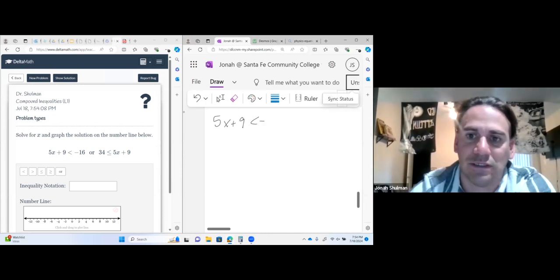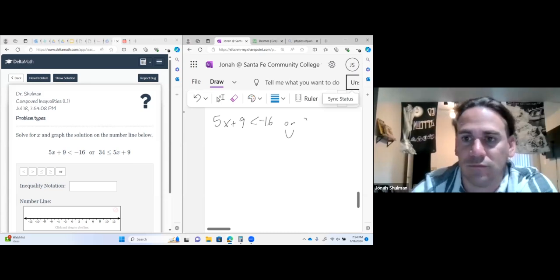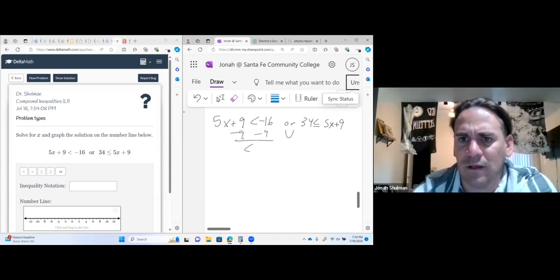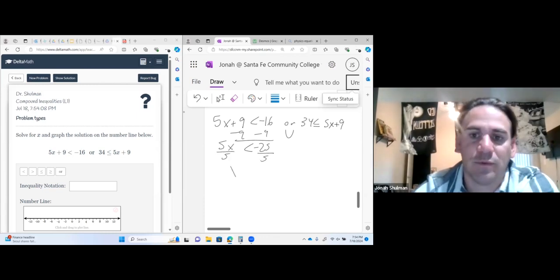6x plus 9 is less than negative 16. Or, and you can use the union button, 34 is less than or equal to 5x plus 9. The first one, I'm going to subtract the 9. That's a negative 25 is 5x. Don't worry, the negative's not here. The sign's not going to flip. X is less than negative 5.